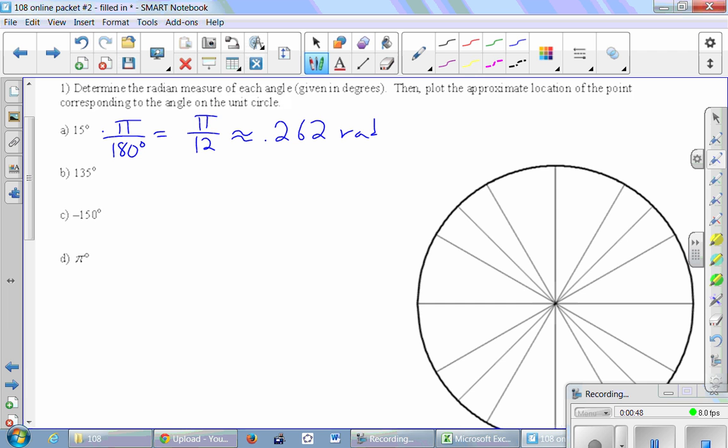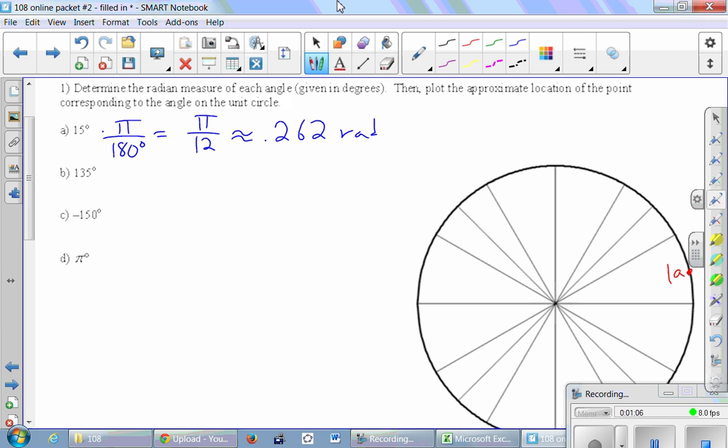And then in terms of locating this point, we know that this angle right here is 30 degrees. That's a 30-degree angle in there, and we're trying to go halfway. So our point is going to be somewhere around here. So we'll just label this with 1A to indicate that's the answer to part 1A.